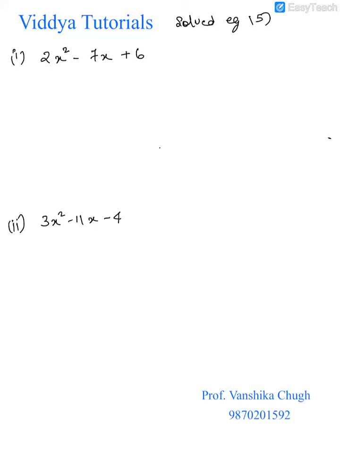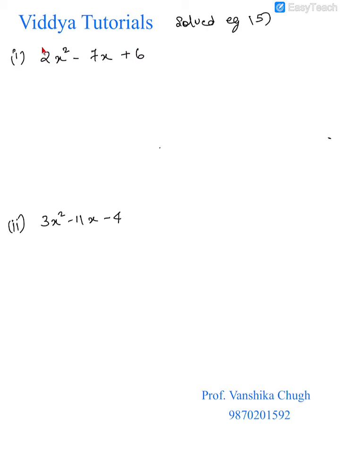Students, in this video I shall be doing solved example 5 from the chapter Factorization from a concise textbook. Here your question reads, you have to factorize these equations. 2x square minus 7x plus 6. So here, as I told in my previous video, you will start your sum from here. You have to think about two numbers, the product is 6.